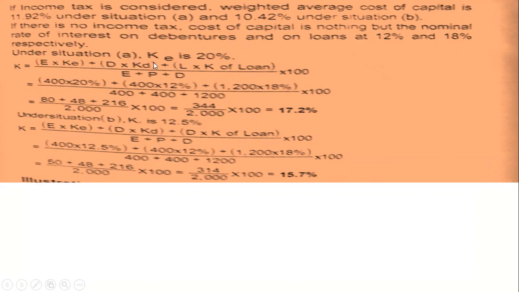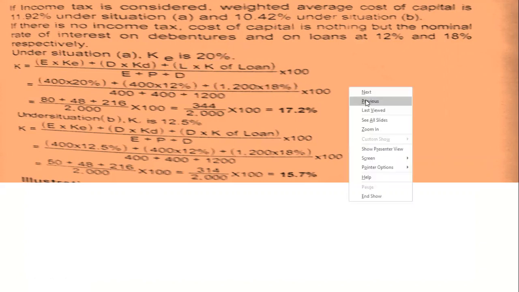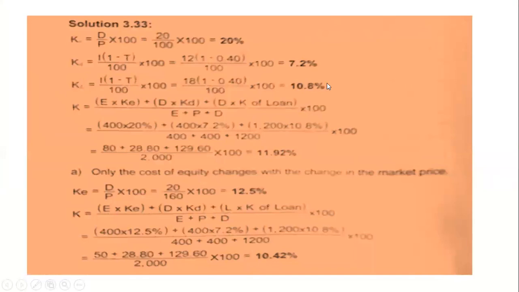Now, under circumstance A, cost of equity is 20%. So, you can observe here 400 into 20%. And the cost of debt is 12% in the absence of tax here, 400 into 12%. But in the presence of tax, it will change, we'll get something like 7.2%. And in this case, we'll get some other figure like 10.42%. Sorry, just verify. See, we'll get 10.8%.